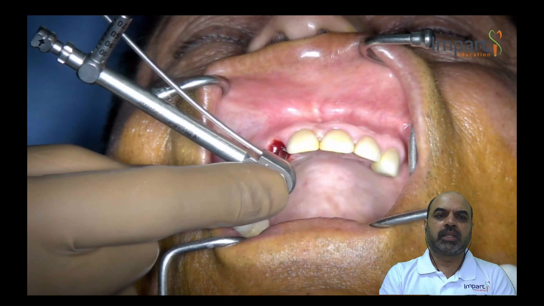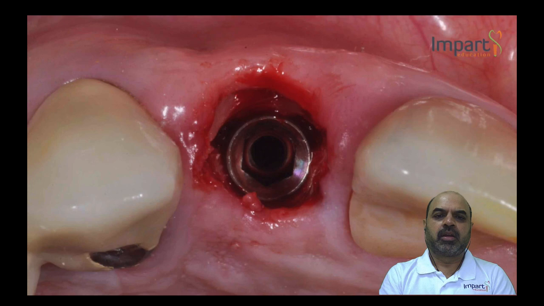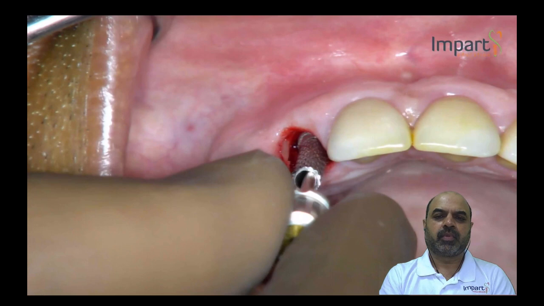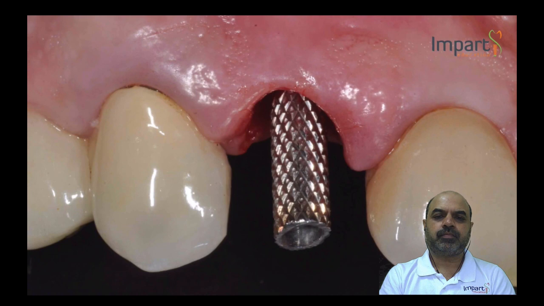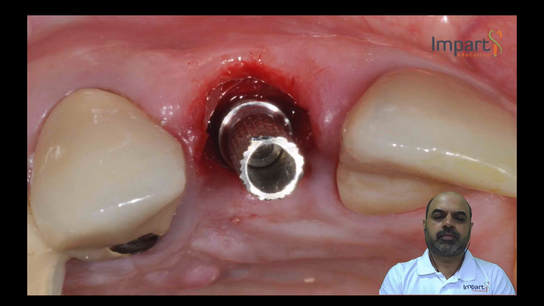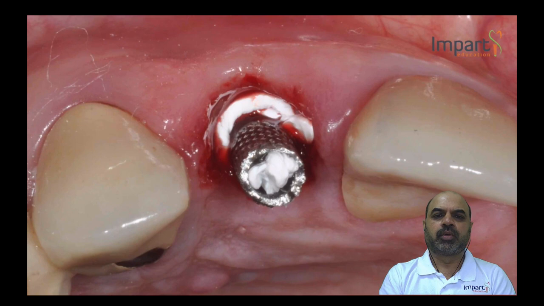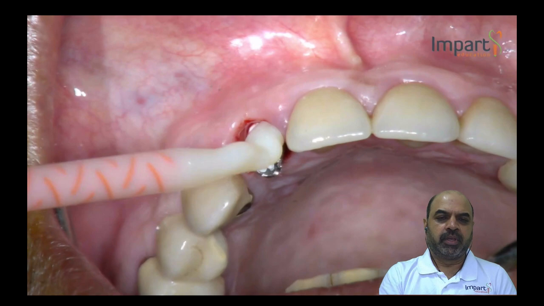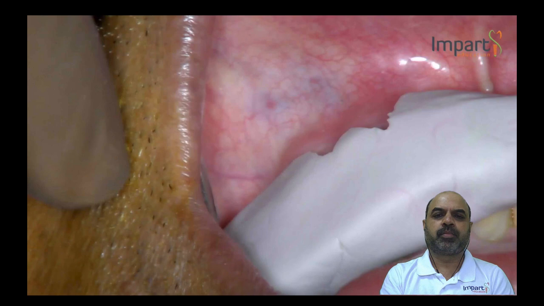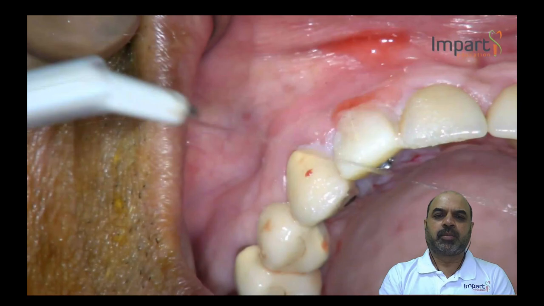So, once a satisfactory torque has been achieved on that implant, you can now go ahead with fabricating a provisional restoration. For that, we use a temporary titanium abutment. Use some Teflon over there so that the material does not flow into the gap. We use a silicone index. The silicone index will help us to fabricate a chairside provisional restoration. Once the material hardens, we will now retrieve the crown from over the implant.